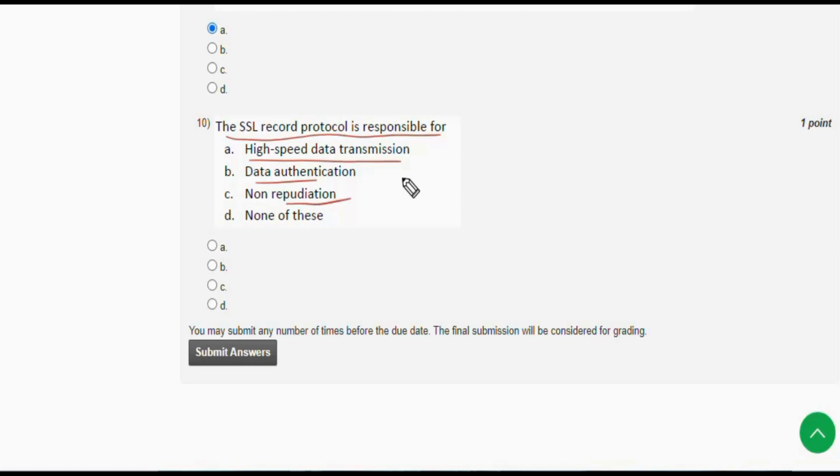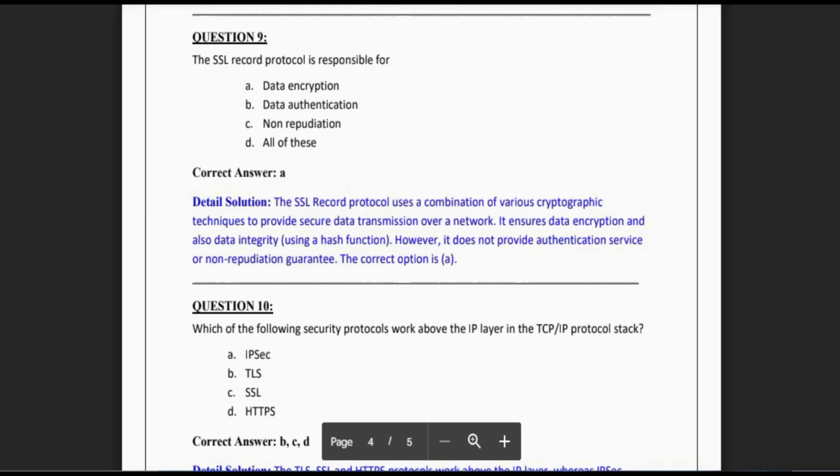But when I checked with last year's question and answer sheet of NPTEL on ethical hacking, I'll show you. Let's see that question, which is the same question. The SSL record protocol is responsible for. The options are a little bit different here. Only one option is different, the remaining options are the same. So here data encryption is the correct answer, no doubt about it. But what they mentioned here is that it does not provide authentication service. Okay, so as per their answer sheet, data authentication is not the correct answer.